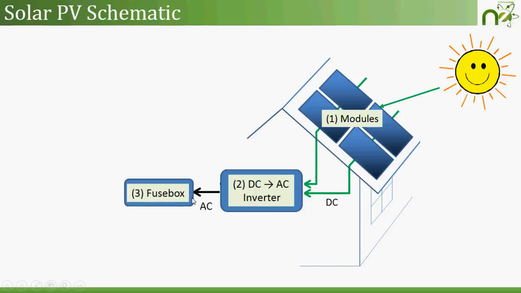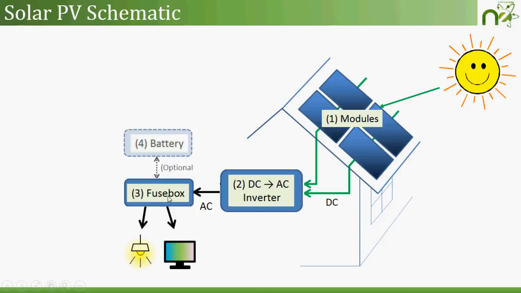That AC power goes to the fuse box, where the fuse box acts as a protection mechanism. If any fault comes from the modules or any kind of equipment installed at your home, it separates both the systems. Now this protection mechanism has a connection with the electricity loads, which are lights, TV, computer, fridge, and the fans.